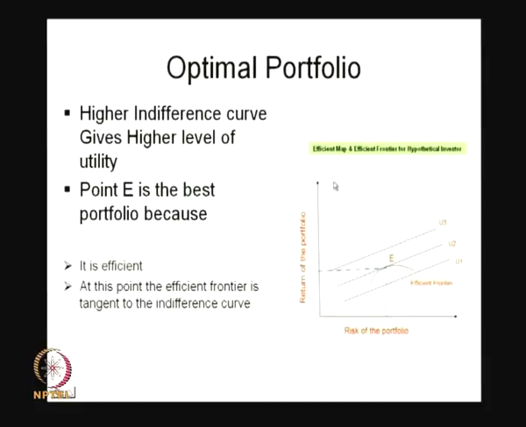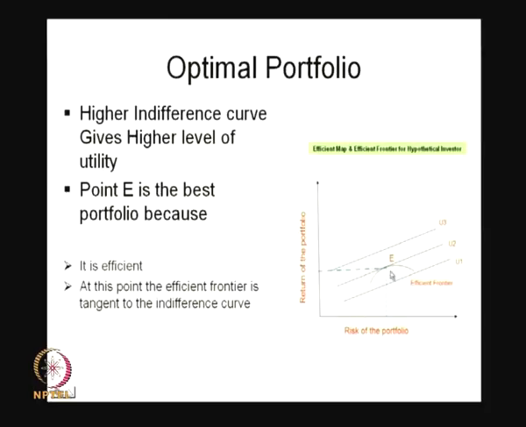So, if you observe these things, what is this optimal portfolio Markowitz was trying to explain? He explained that, as we also know from the previous classes, a higher indifference curve gives a higher level of utility. Once you go above, obviously your utility level will be more. Already I told you that point E is the best optimal portfolio, because first of all it is on the efficient frontier line.